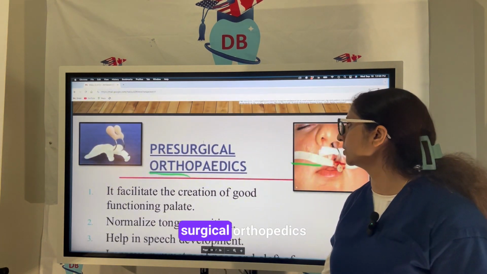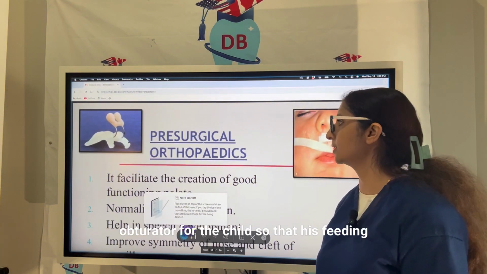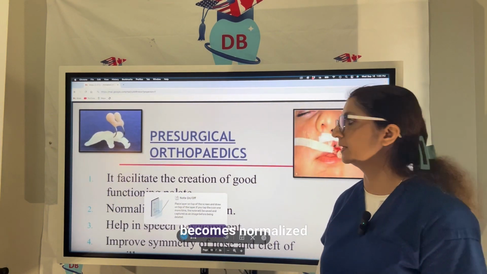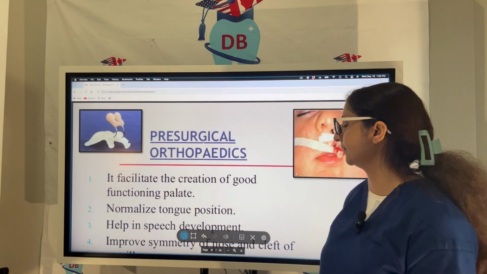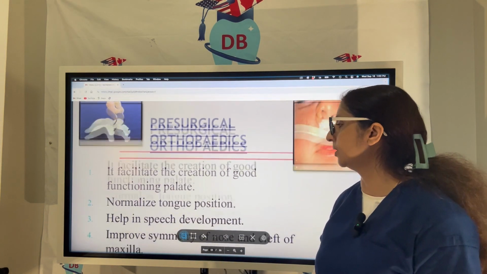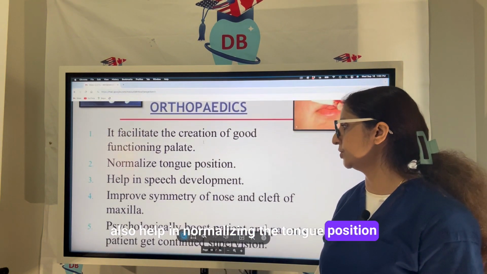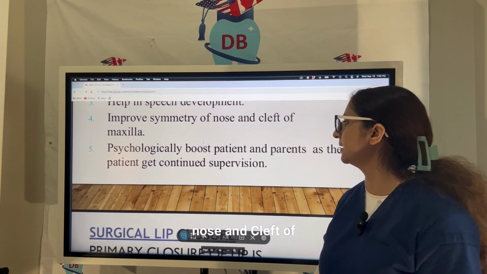Now for pre-surgical orthopedics, once you have fabricated an obturator for the child so that his feeding becomes normalized, we are doing the pre-surgical orthopedics, which will facilitate the creation of a good functioning palate. It also helps in normalizing the tongue position, helps in speech development, improves symmetry of nose and cleft of maxilla.